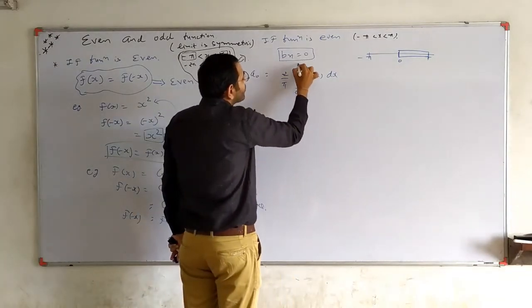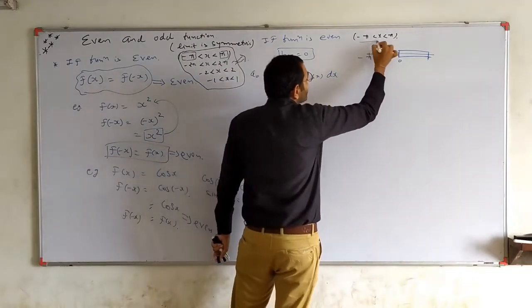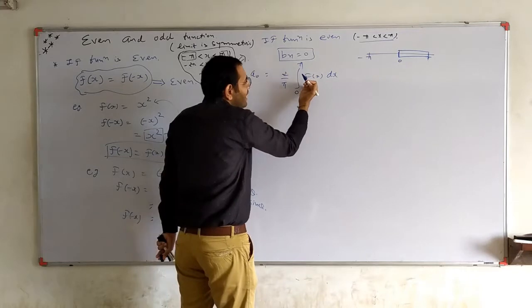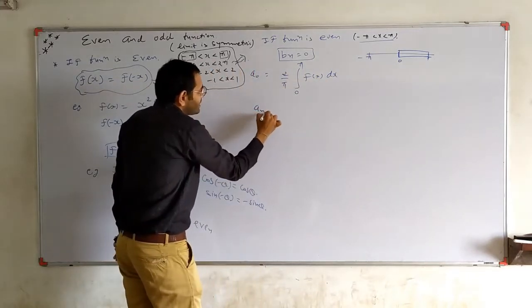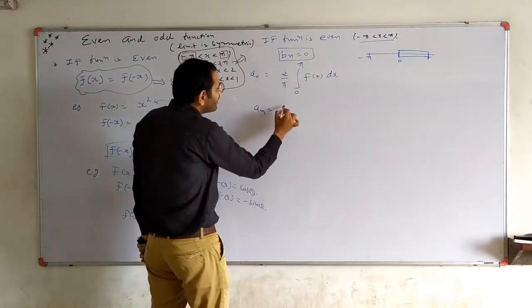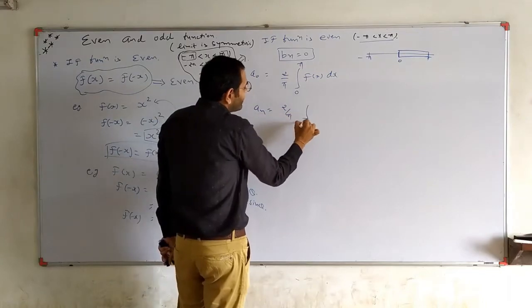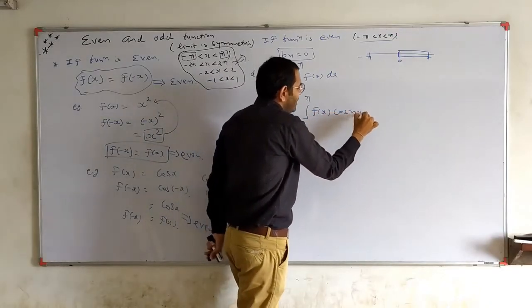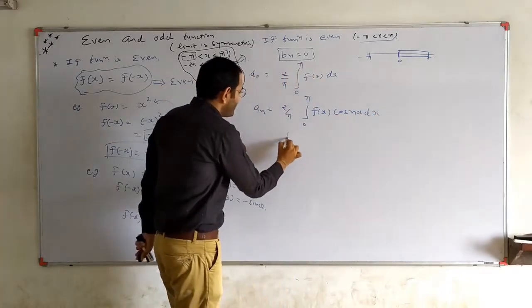And the limit is 0 to pi. Here our question has minus pi to pi, but we can solve with 0 to pi f of x dx. Similarly, an equals again 2 by pi, limit 0 to pi f of x cos nx dx, and bn is 0.